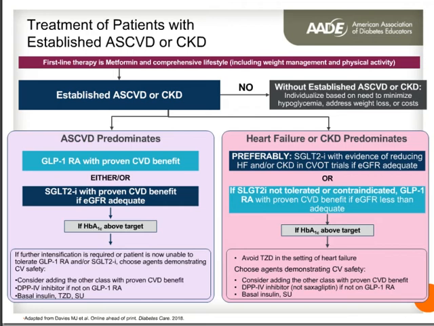ADA really doesn't have a preference left to right, but they do have a hierarchical recommendation once you choose a class. All right. And I'll show you that principle as we walk through. On the right side, if heart failure or chronic kidney disease predominates, they have a different set of recommendations, all right?